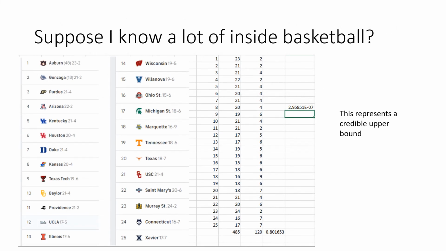Another question we could talk about is, suppose I know a lot of inside basketball, and here are the top 25 teams as of last night, and we can talk about what are their won-loss records. Now, when they play each other, it's harder for them to win, but there is, of these top 25 teams, an 80+% winning percentage. And so if I took 0.8 and raised it to the minus 67, I get 10 to the minus 7. Still not a very big number, but this represents a credible upper bound.